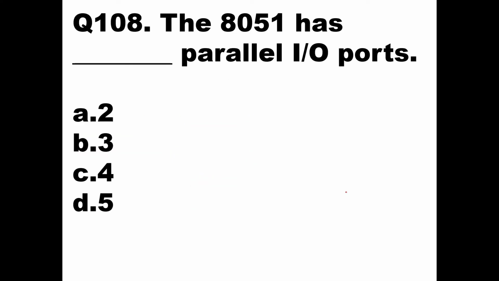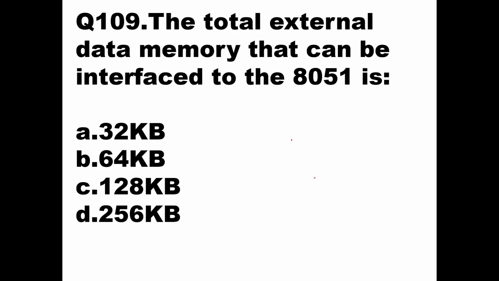Then we'll go to the next question, question number 108. The 8051 has dash parallel IO ports. Obviously port 0, port 1, port 2, port 3. So it has 4 ports. So here the answer should be 4. So C, 4 should be the answer. Clear? Now next we'll go to question number 109.